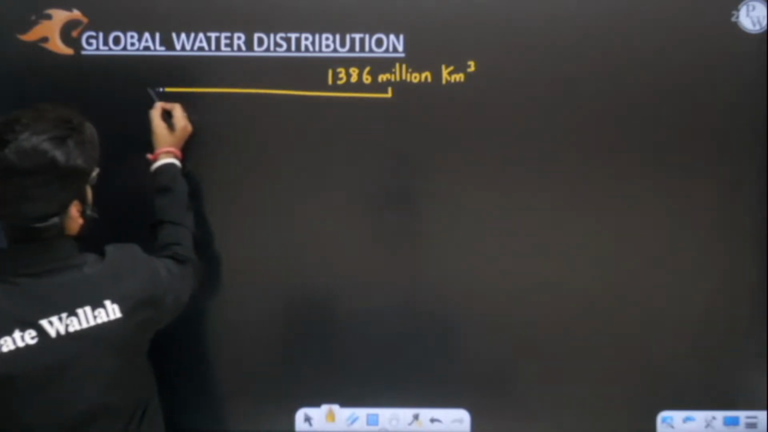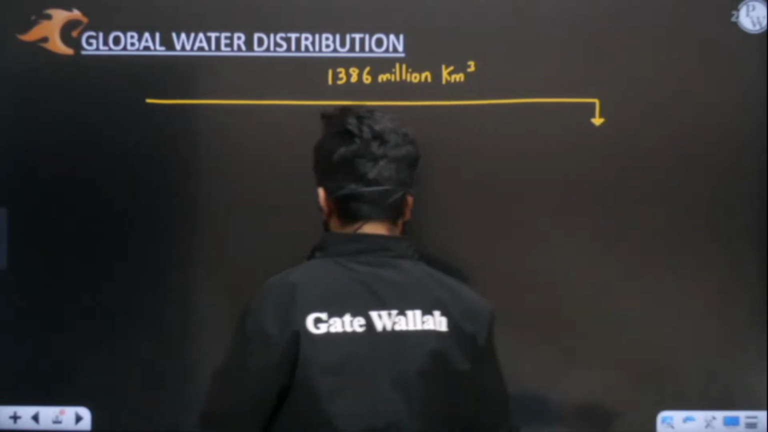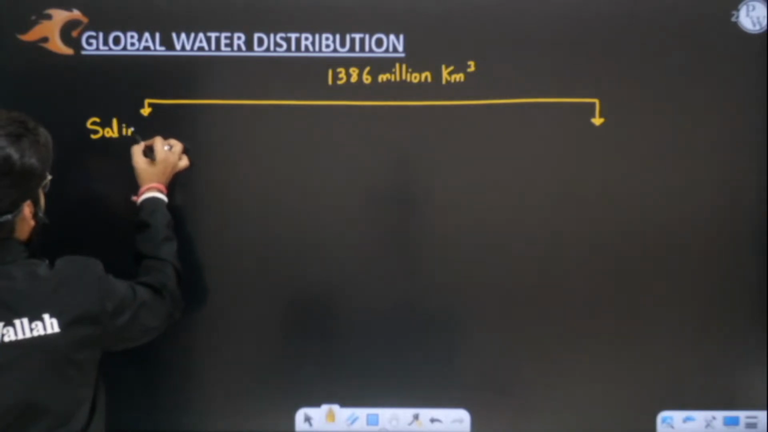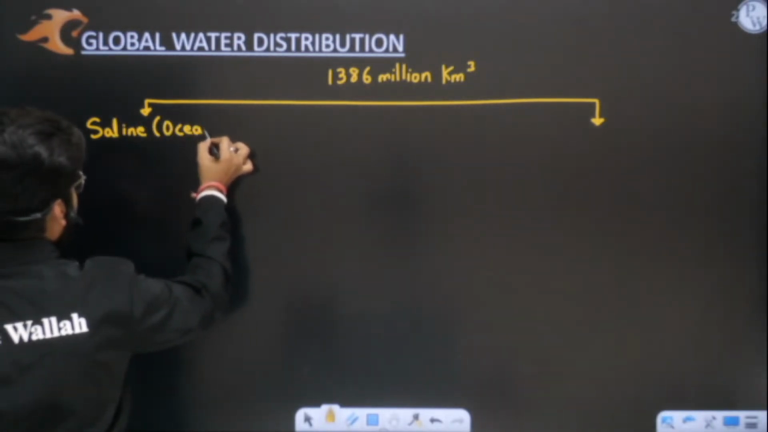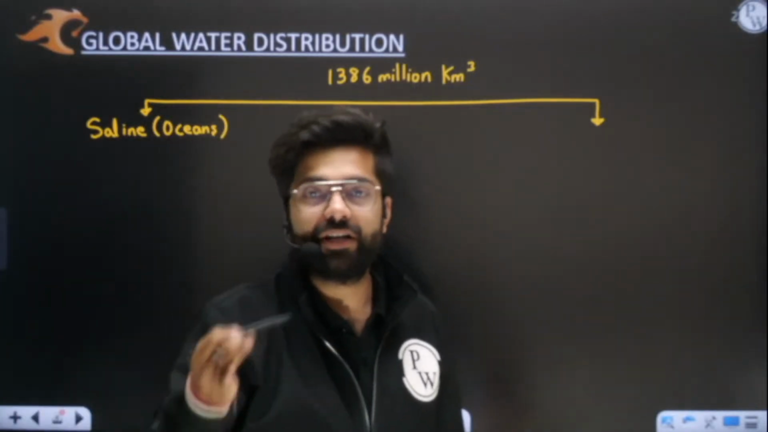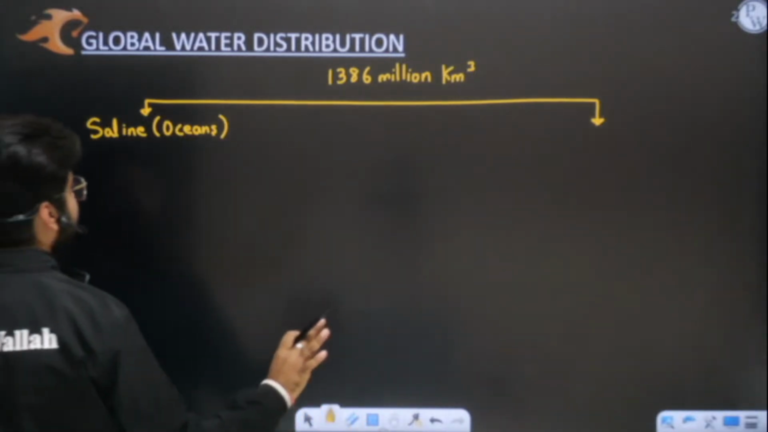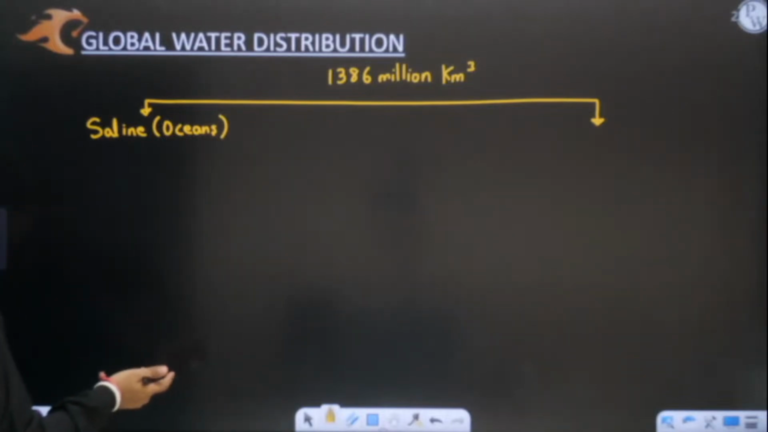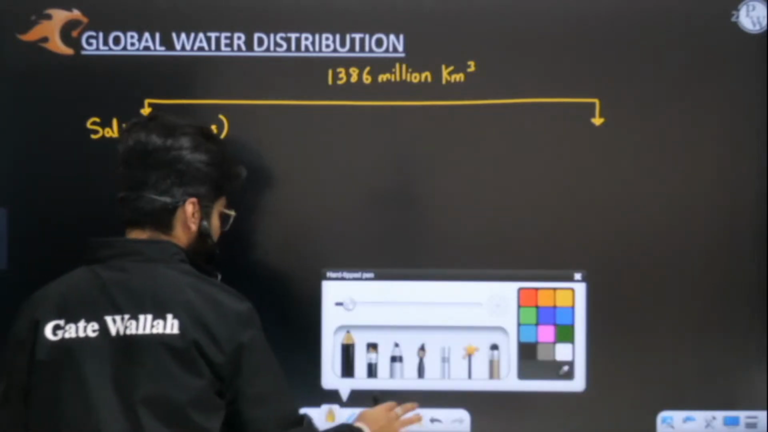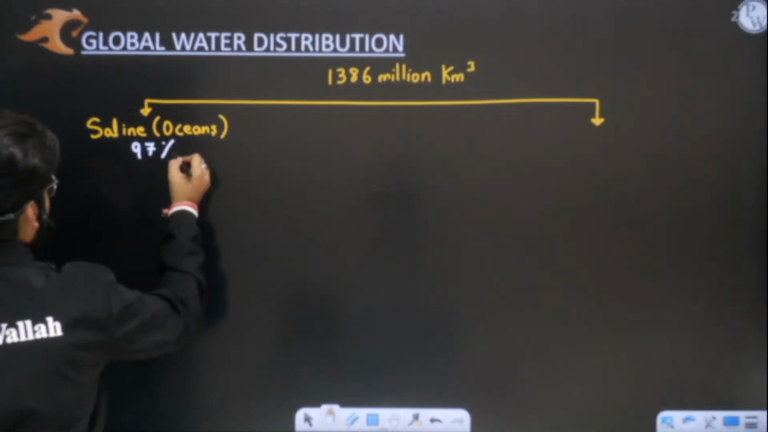Out of this, you all know some part is saline. Some water is saline and some water is fresh. Saline water simply means the water which is rich in mineral content, the water which has salt content in it, soluble dissolved salts. Yes or no? You all know ocean and seas water is saline, which contains a huge quantity of salts. Approximately 97% water, exactly 96.5, or approximately we can say 97% water is your saline water.